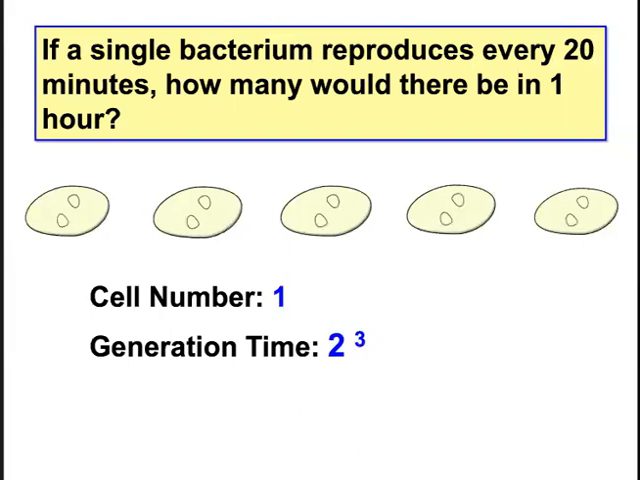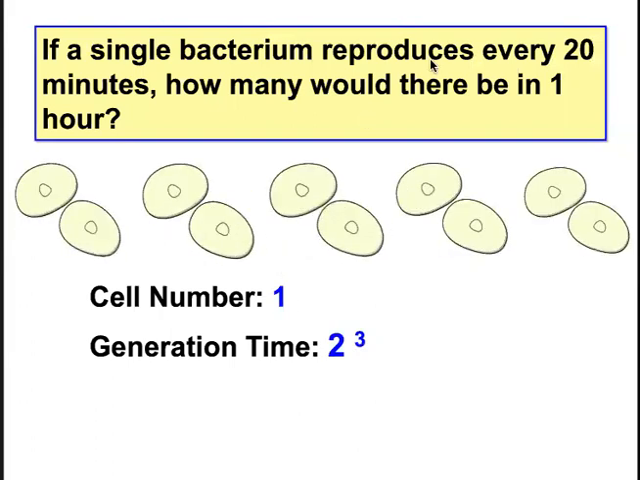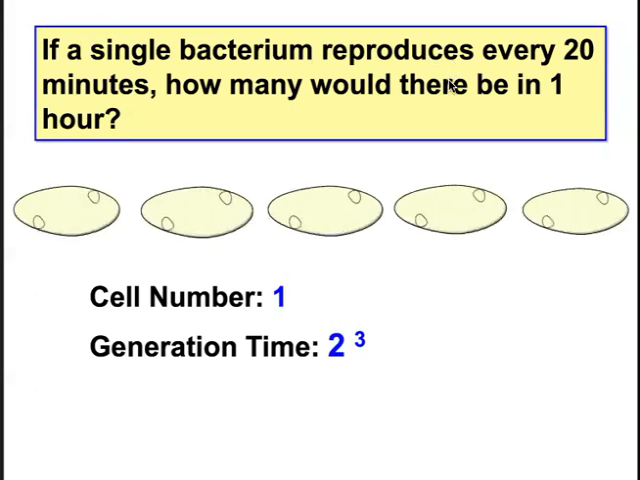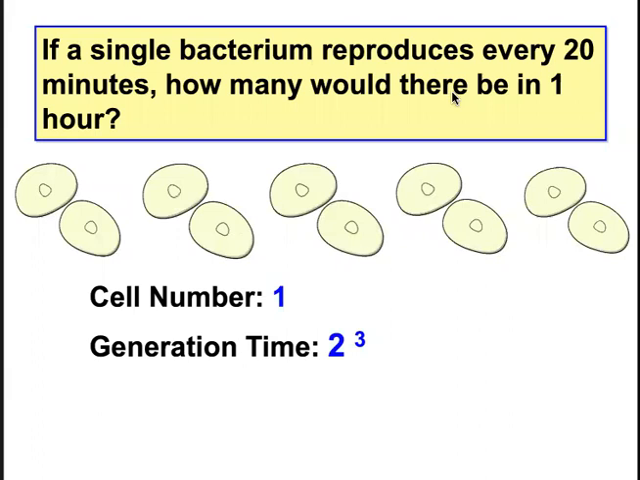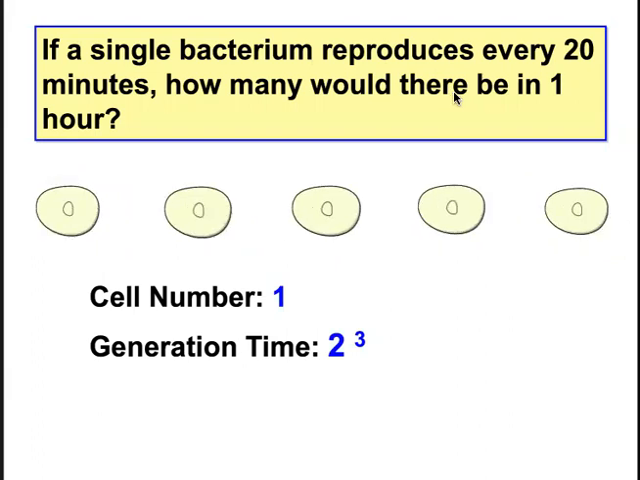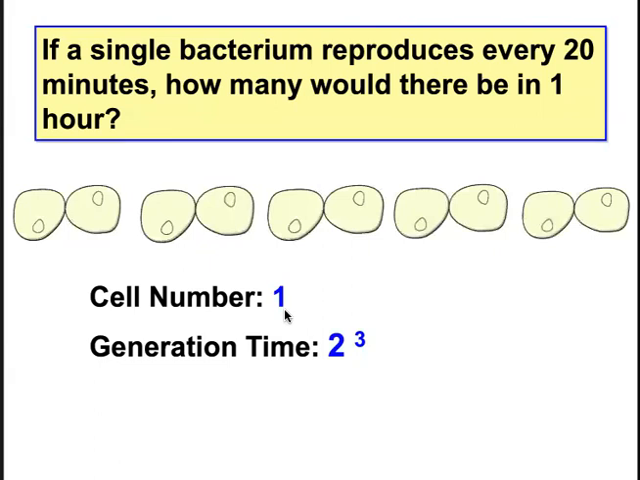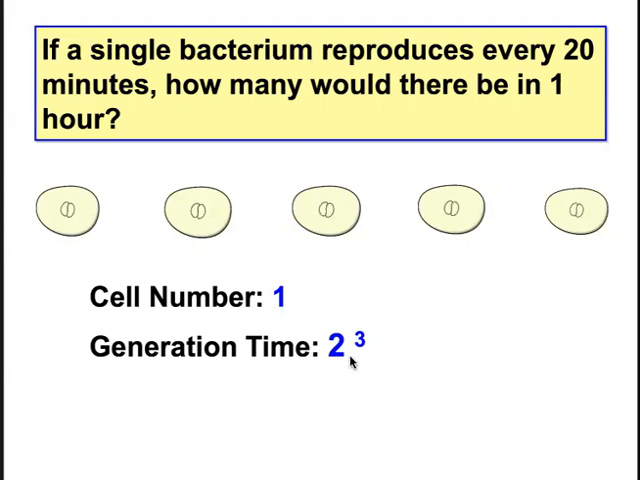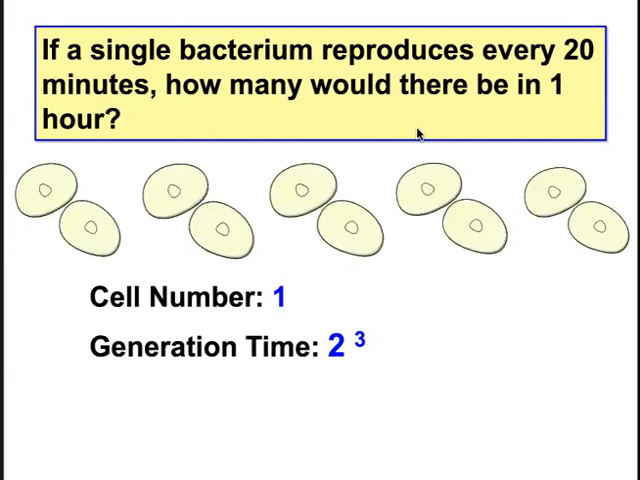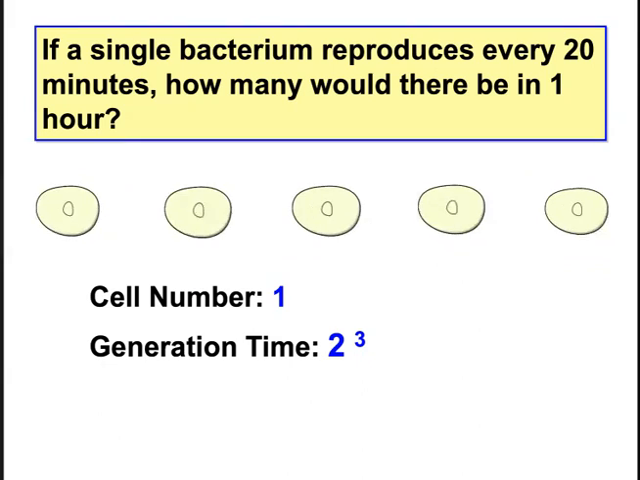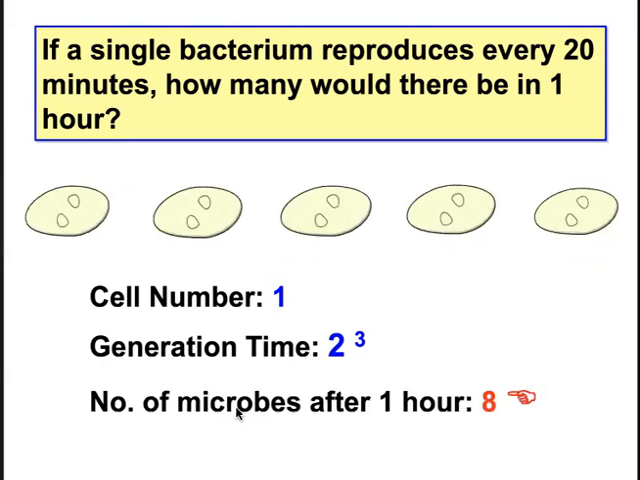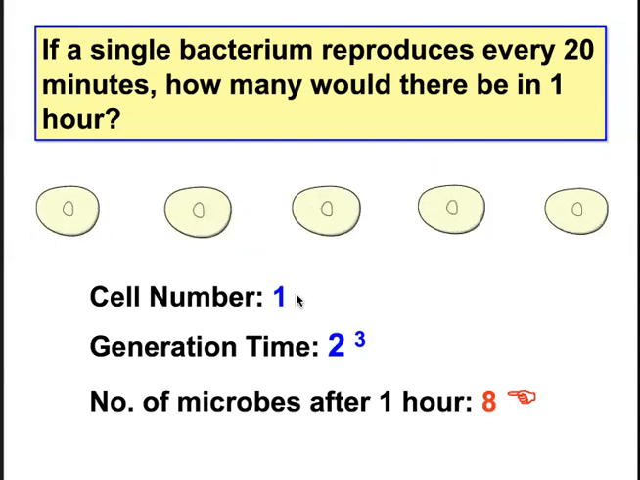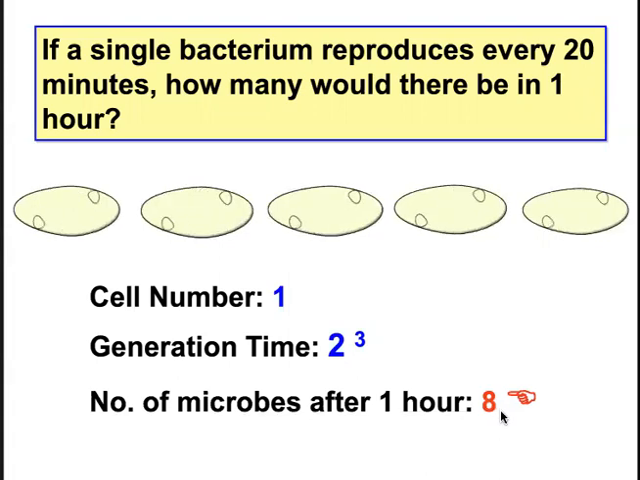So, for example, a single bacterium reproduces every 20 minutes. So, ilan na sila in an hour? We know that in an hour, there would be 60 minutes. So, tatlong generation time, right? Kaya, nag-umpisa tayo ng isang cell, meron siyang tatlong generation time sa isang oras. So, after 1 hour or 3 generation times, yung isang organism ay magiging 8.